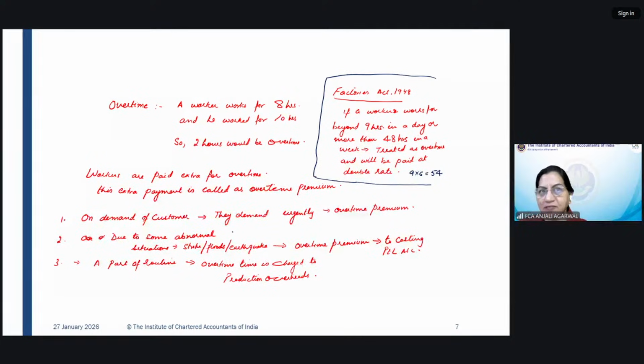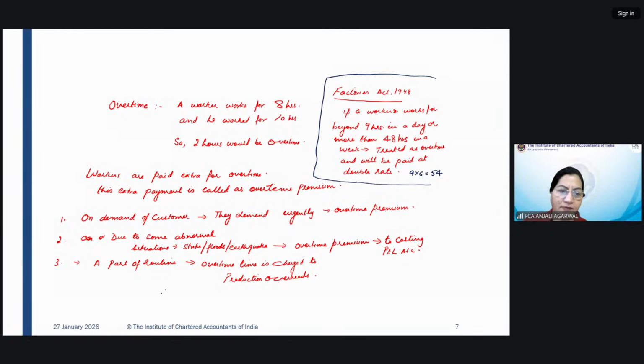And if the question specifically says that the overtime is paid at 150% of the normal rate, then we will not say 200, will not apply the Factories Act, and we will charge the overtime premium at 50 rupees per hour. So the worker will be paid not 100 rupees per hour, but 150 rupees per hour.